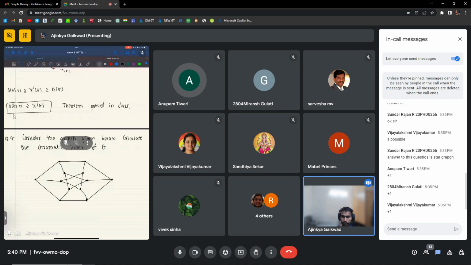So chi of G is at most delta G plus 1. This is a theorem that is proved in class. So here is a new question, question 4. You are given a graph G and you have to determine the chromatic index of G, which is the least number of colors required to color the edges of this graph. So you can think.